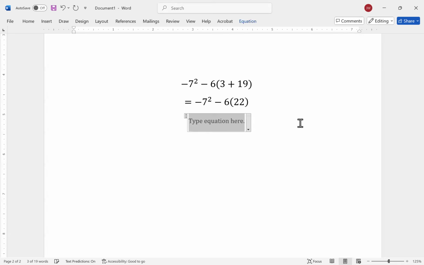Then I would apply the exponents. Now here's where it gets a little bit tricky. If you're doing this by hand, you have to realize that this negative sign is outside of the 7. So when we apply the exponent, I just apply it to the 7 and not to the negative sign. That gives me negative 49 minus 6 times 22.